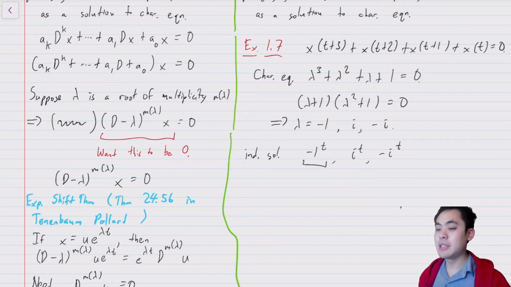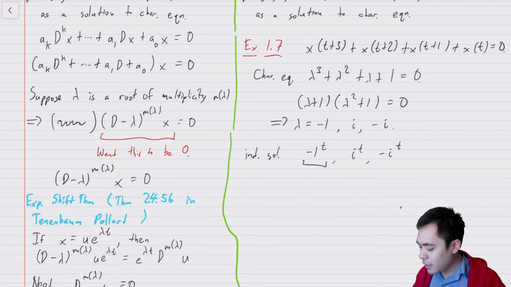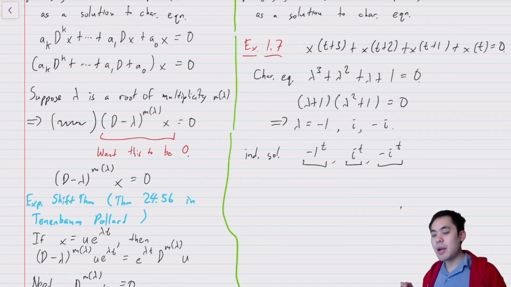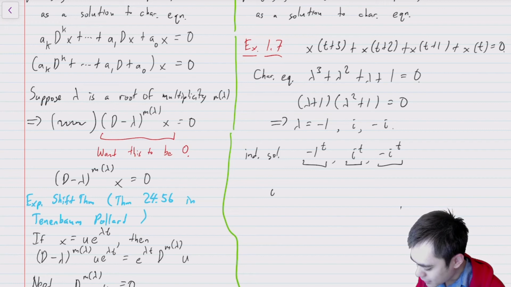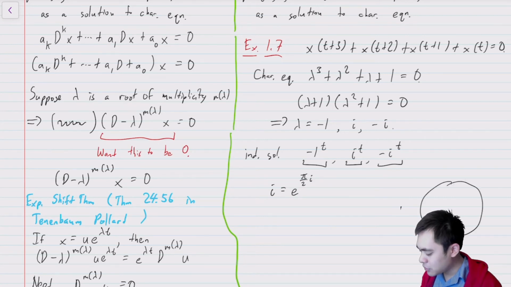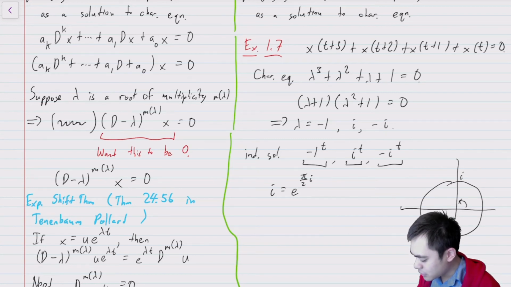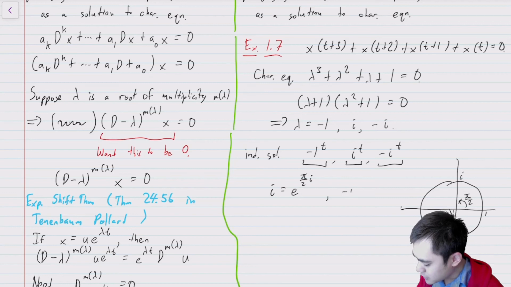Now minus 1 to the t is nice and straightforward. However, i to the t and minus i to the t, while they are complex solutions, we often want real solutions when we're trying to model a biological system. So how do we do that? One thing you should notice is that i is equal to e to the pi over 2 times i. You can see this by drawing out the unit circle in the complex plane, and noticing that if you go up to i, the angle is pi over 2. And we know that minus i is equal to e to the minus pi over 2 i.